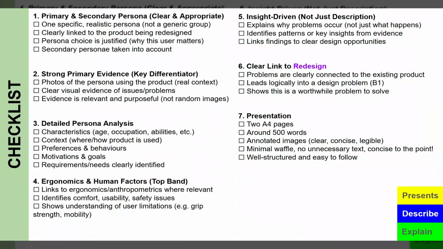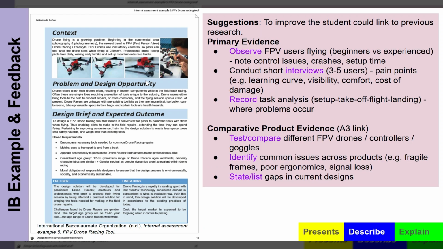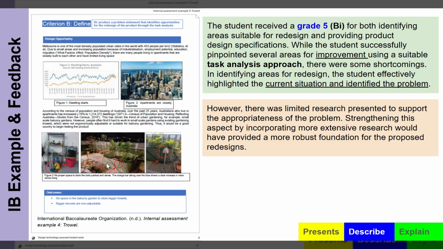So here, this is just a checklist. I recommend looking at this before you start your B1. So have you got your primary and secondary persona done in your criterion A? So one specific, realistic persona, clearly linked to the product being redesigned. And one thing also that you really need to highlight is the need for the redesign as well when you're going through your example here. So one thing I forgot to mention, you have to highlight, it's mentioned here on one of them, the reason for the redesign.